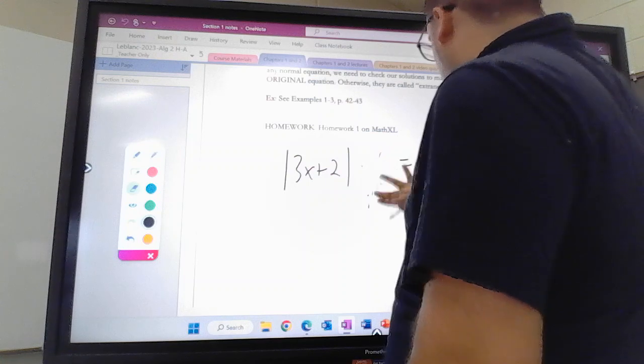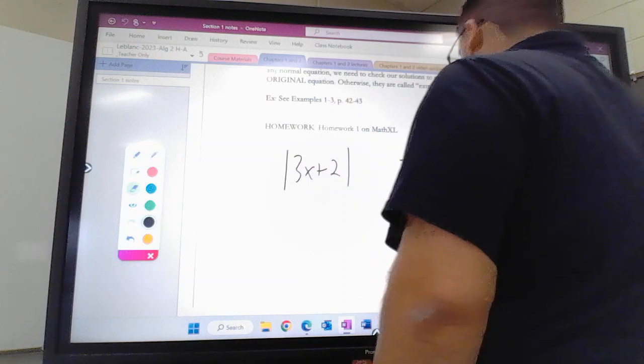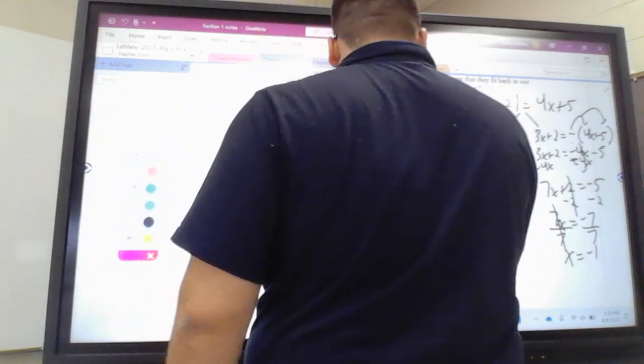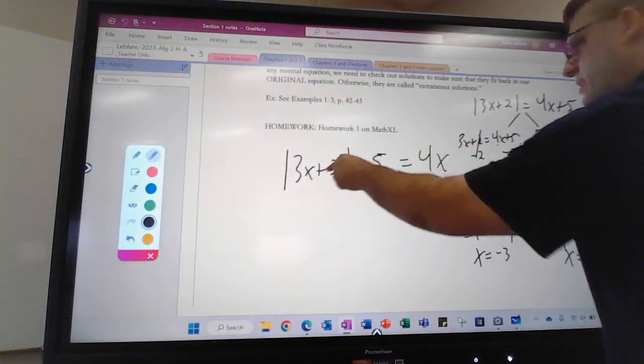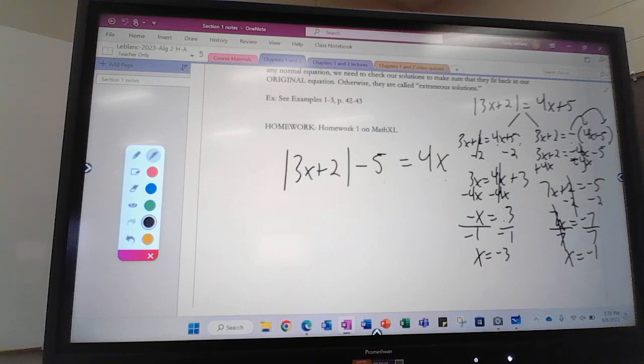Go ahead and erase this real quick. This is plus 5, so this is minus 5. If I plug in negative 3 and negative 1 each into this equation, and this side is the same as this side, then we're good.